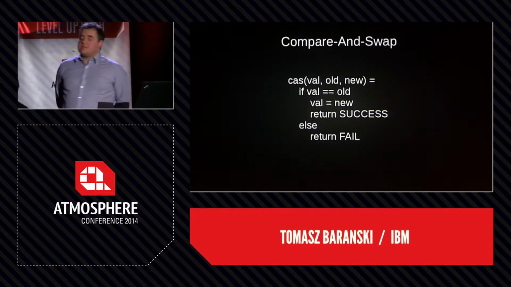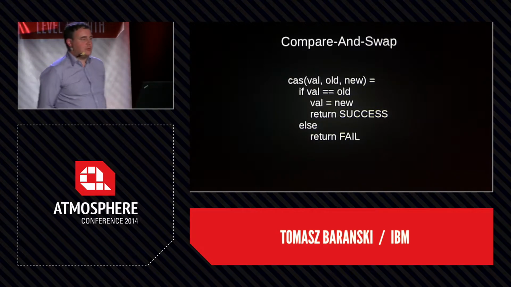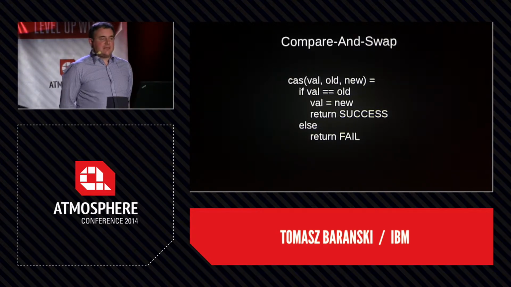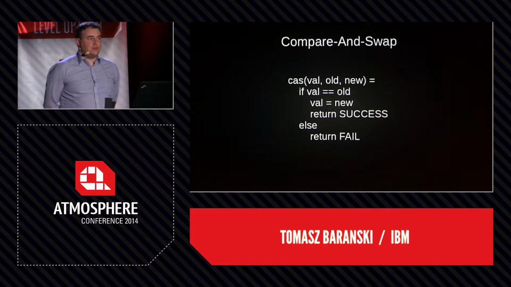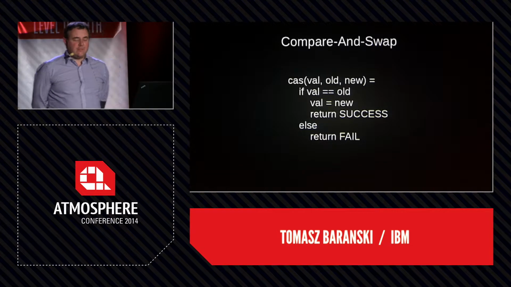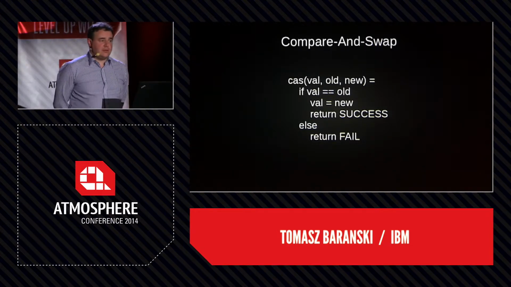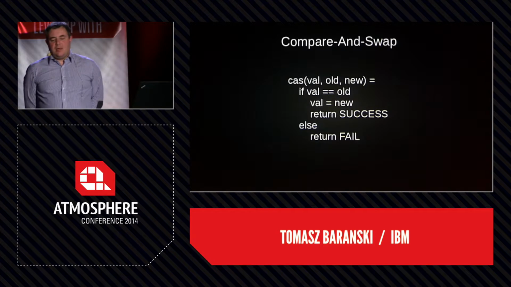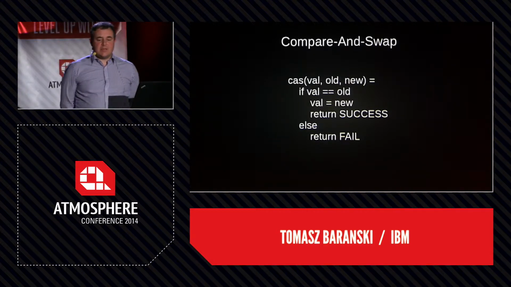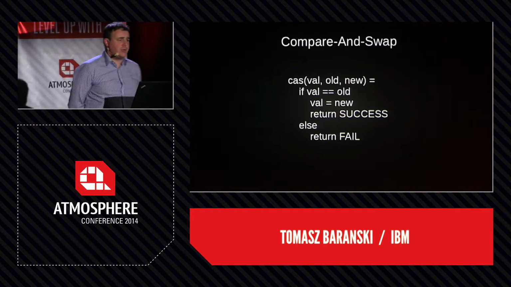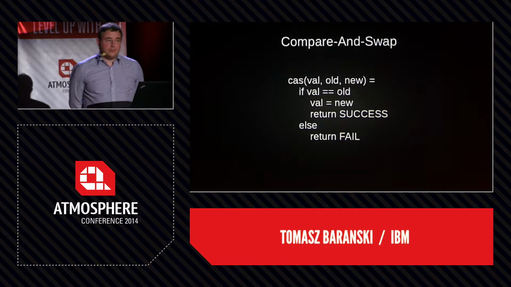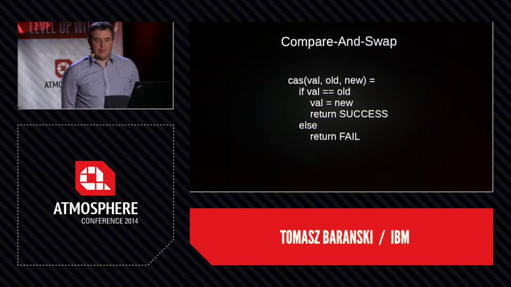Compare and swap. This is some pseudocode of what compare and swap is supposed to do. It takes a variable to change, an old value of the variable that we expect it to have, and a new value we want it to be set to. If the variable has the old value, replace it with the new one and report success. If not, report failure. And this happens atomically, so it cannot be interrupted by any other thread, and it is always supported by the CPU.